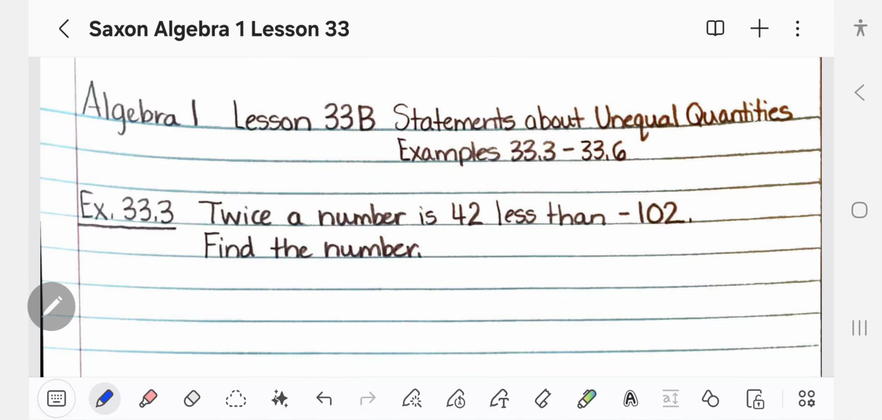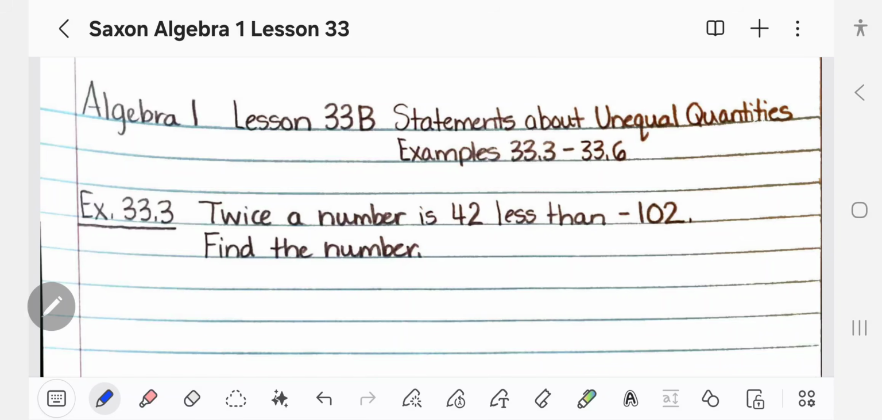This is Algebra 1, Lesson 33b, Statements about Unequal Quantities. We're going to do examples 33.3 through 33.6. Example 33.3. Twice a number is 42 less than negative 102.